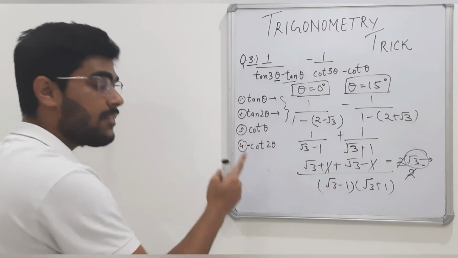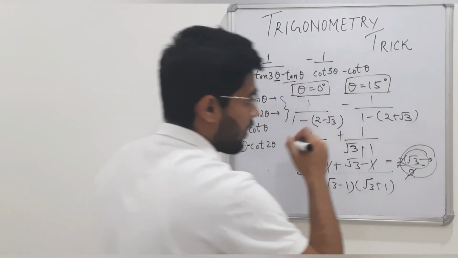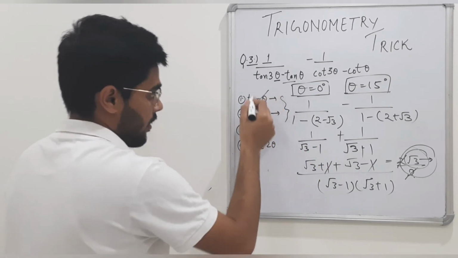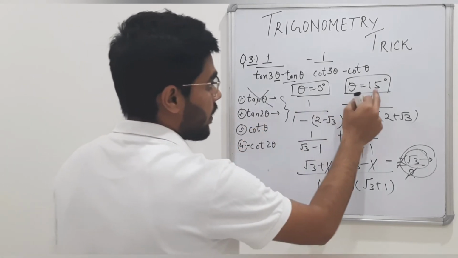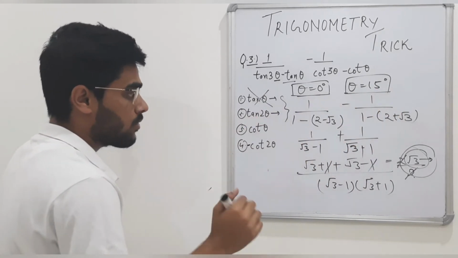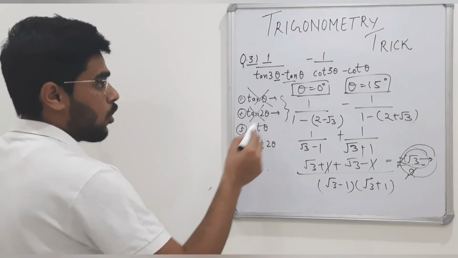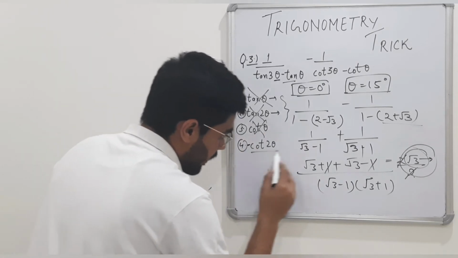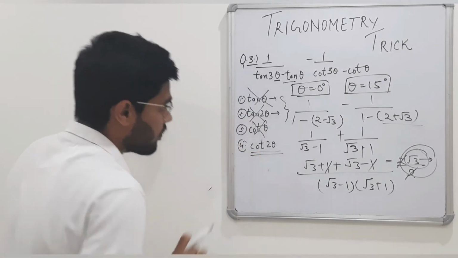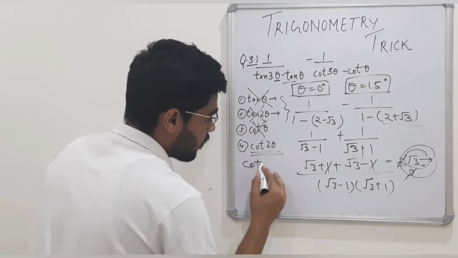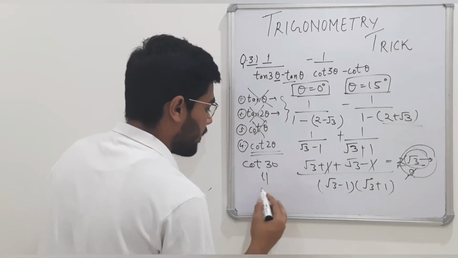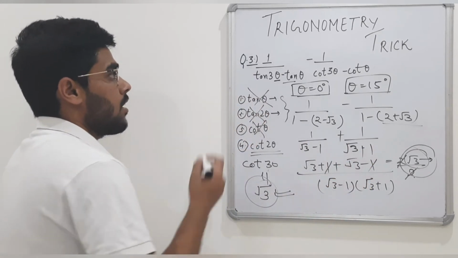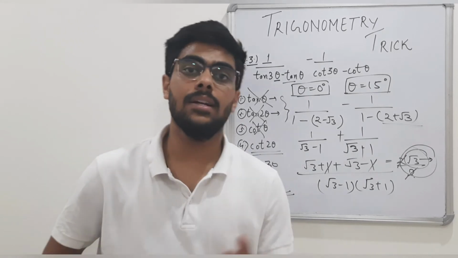Whichever option matches root 3, that will be the answer. Tan 15 is 2 minus root 3, so it does not match. Tan 30 is 1 upon root 3, so it also does not match. Cot 15 is 2 plus root 3, so it also does not match. But cot 2 theta, this is not minus, this is cot 2 theta. So cot 2 theta, that is cot 30, is root 3. So your answer matches, and this is the solution of this problem in less than 30 seconds.